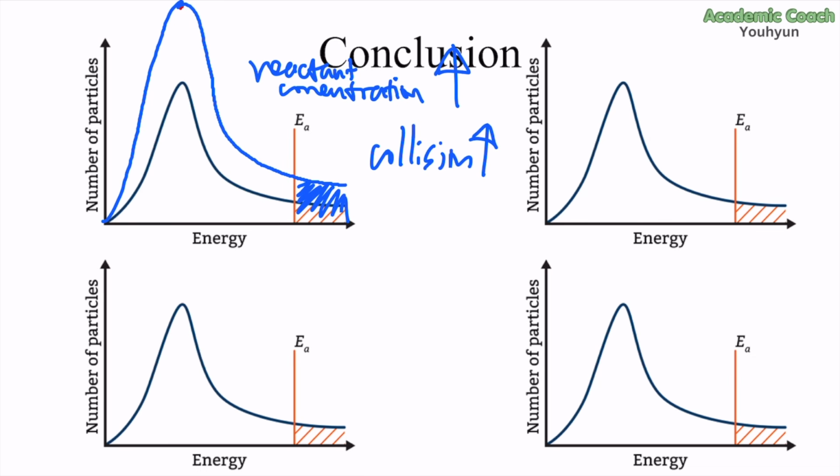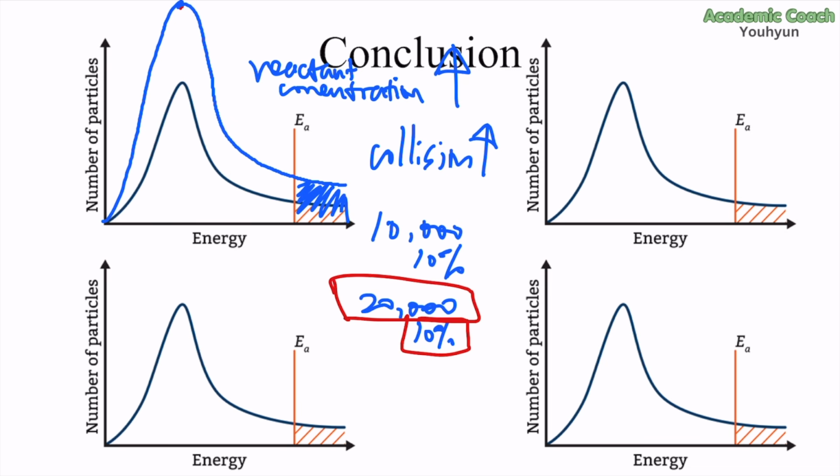And think of it this way. Last year, we had 10,000 students who applied to a college, and only 10% were admitted. And this year, 20,000 students applied to that college, and still 10% of the students were admitted. Well, even though the percentage has not changed, since the total number of applicants has doubled, the number of admitted students will also double. That's how the reactant concentration increases the reaction rate.